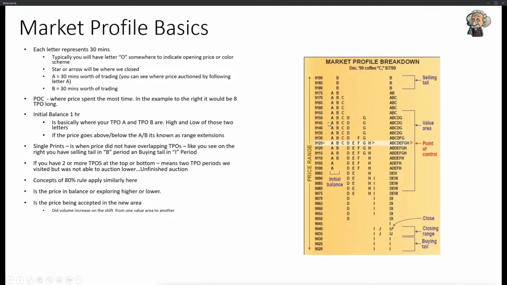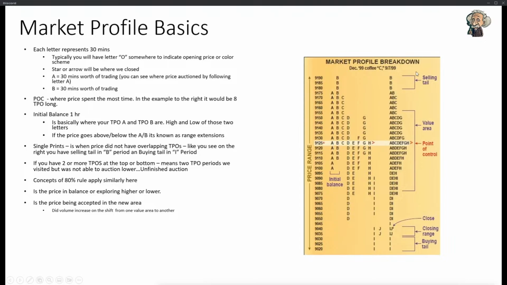Single prints is when you have broken letters. These are split, meaning you see where A traded for each column B. The A and B did not overlap, correct? So that means the B here is single prints at the top, which means it's an excess high. This is called a selling tail. No fair value. There are 3 names for it.